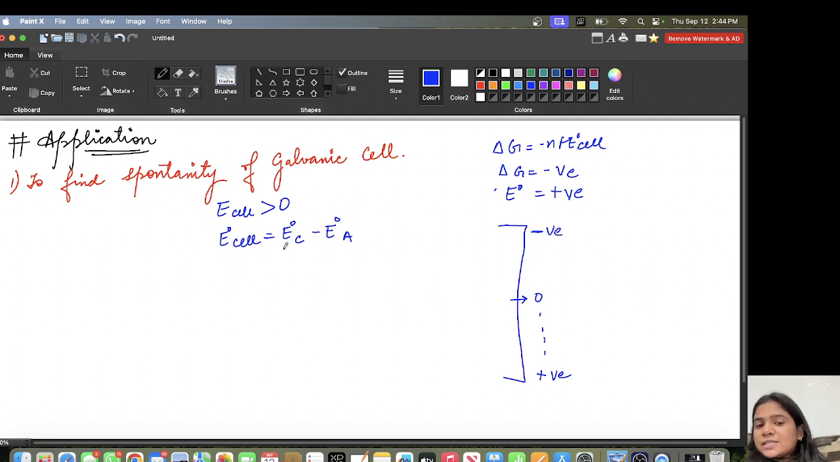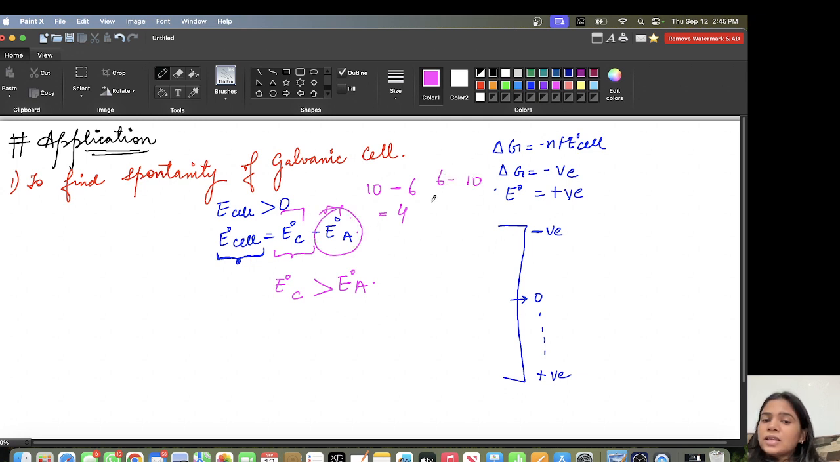So it's logical: if you want E naught cell to be positive, E naught cathode should be greater than E naught anode. What does it mean? If I take, as a random value, E naught cathode as 10 and E naught anode as 6, then only I'll get a positive value. But if I take E naught anode as 10 and E naught cathode as 6, I'll get a negative value, minus 4. This I don't want. I want a positive value. For that, my E naught cathode should be greater than E naught anode.